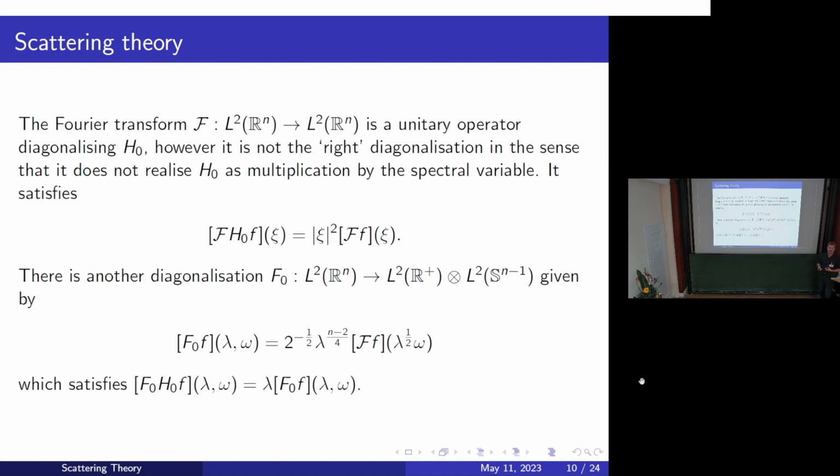The key to analyzing these wave operators is to consider them in the right space. The Fourier transform, which we've looked at before, is a unitary operator and it diagonalizes our Laplacian, but not in the way I want to use it. When you conjugate the Laplacian by the Fourier transform, you get multiplication by the norm of the variable squared. What we really want is multiplication by the spectral parameter. If you change to polar coordinates and do some rescaling to make things nice and unitary, you can define a new operator, F_0. It starts from L2 of R^n and goes to L2 of the half line tensor L2 of the sphere. It's basically a rescaled Fourier transform, now split into polar coordinates. If you conjugate the free Hamiltonian, which is the Laplacian, by this F_0, you get multiplication by the spectral variable. This is the diagonalization that we really want to use for scattering theory.